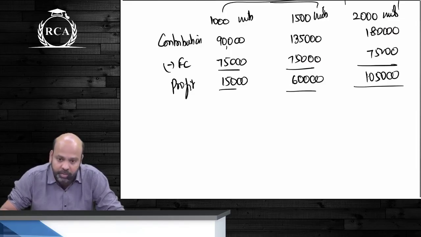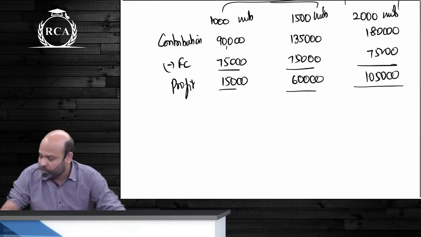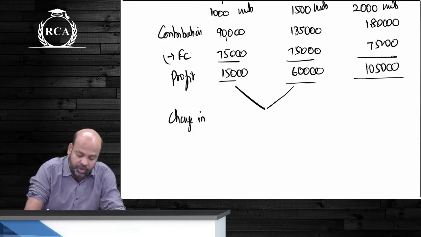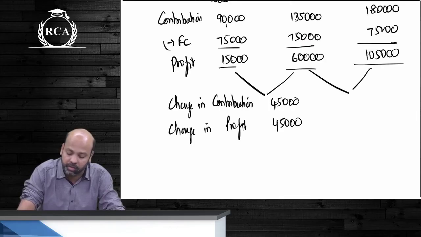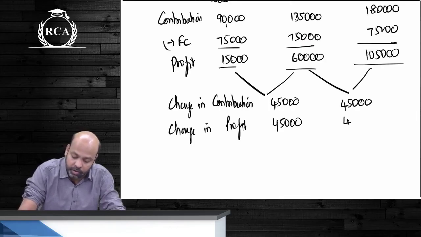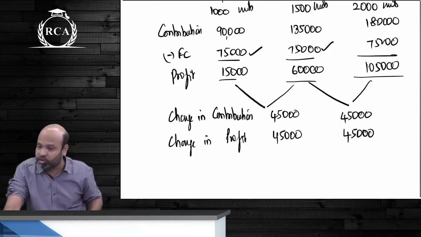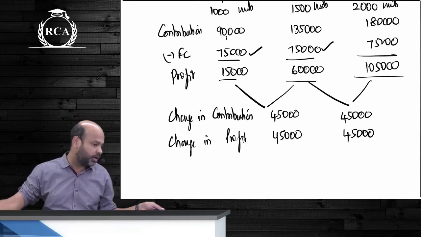The whole definition of variable cost beta is anything that depends directly on the output level. So if you see here, from 1000 units to 1500 units, what is your change in contribution? 45,000. What is the change in profit? So if your volume is increasing from 1000 units to 1500 units, your contribution is increasing by 45,000. Your profits are also increasing by the same, this is constant guys, fixed cost. If your contribution increases by 1 rupee, your profits increase by 1 rupee. If your contribution increases by 2 rupees, your profits will increase by 2 rupees.